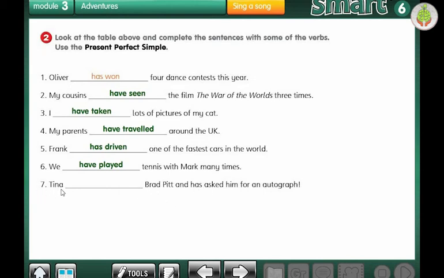Number 7, Tina, Brad Pitt, and has asked him for an autograph. So Tina has met Brad Pitt. Okay? Please write it down in your book.